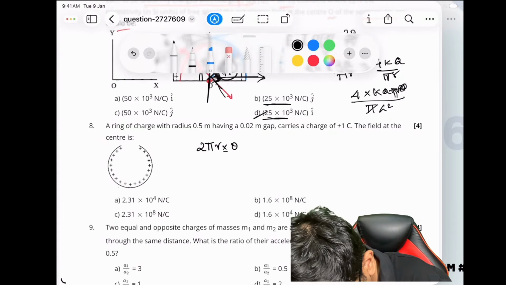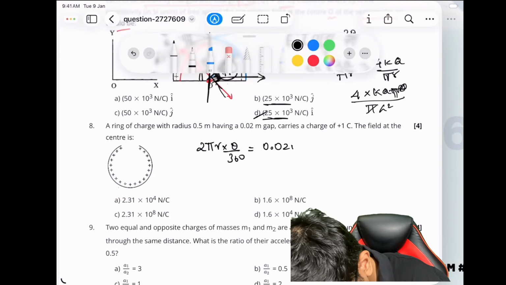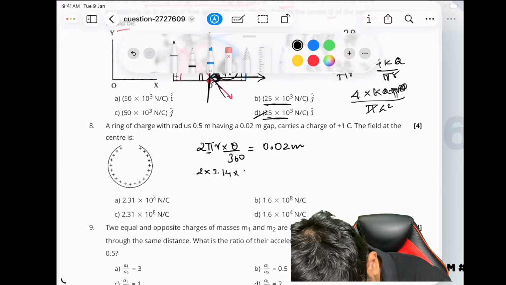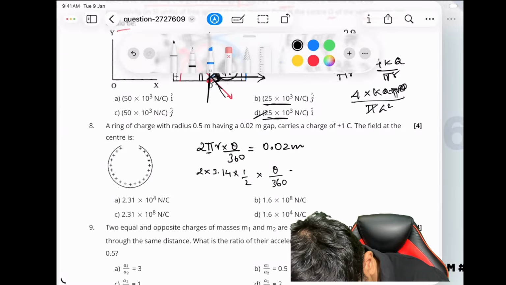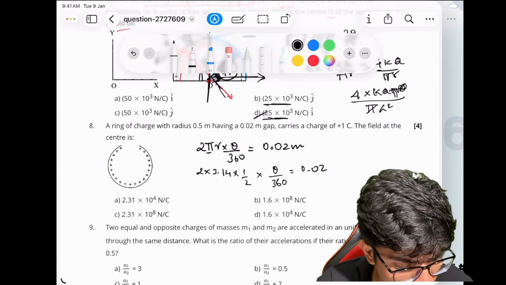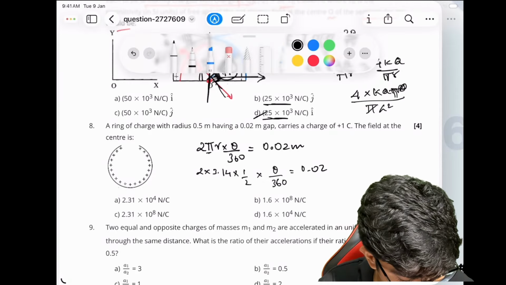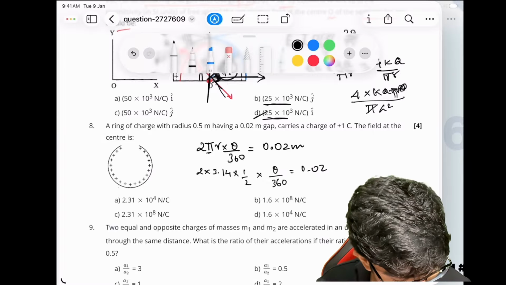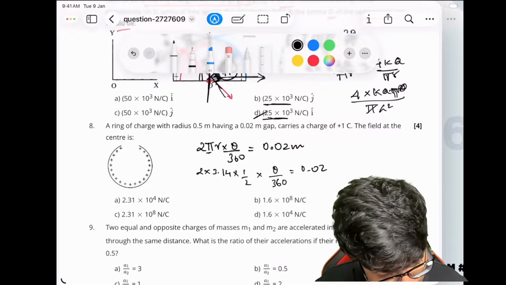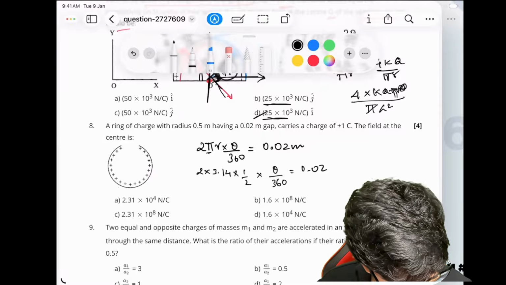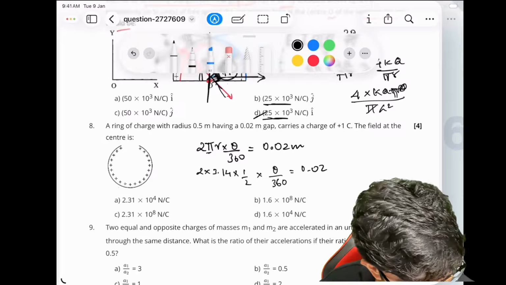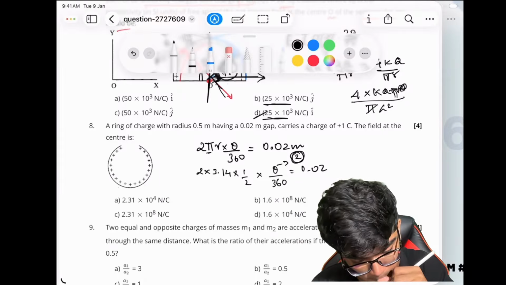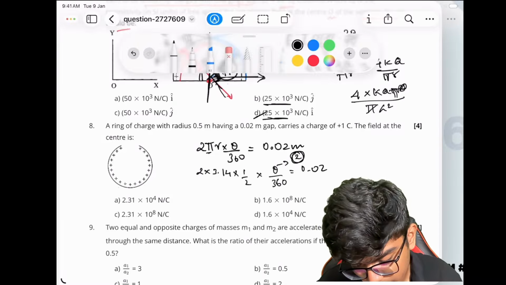2 pi r into theta divided by 360 is equal to 0.02 millimeter. Pi is nothing but 3.14. 2 into 3.14. Radius is 0.5. 1 by 2 into theta by 360 is equal to 0.02. Either if we solve this now, okay, இது சால்வ் பண்ணலாம். Okay, so the angle it makes is 2 degrees. The angle make பண்ணுது 2.29 degrees, which is very very small.